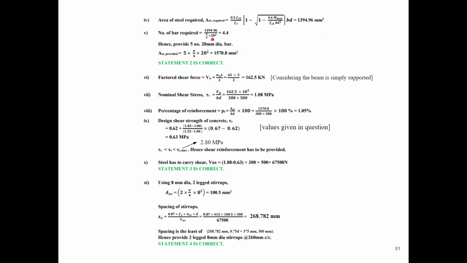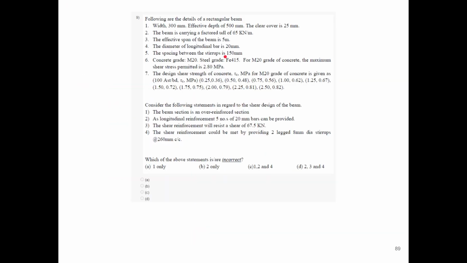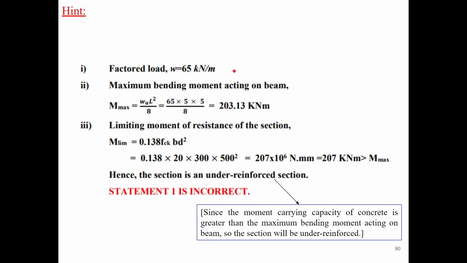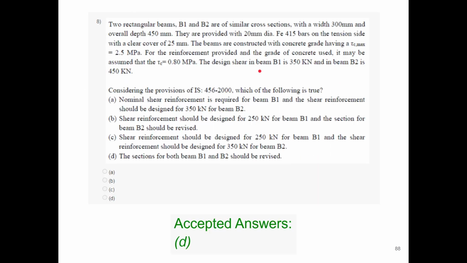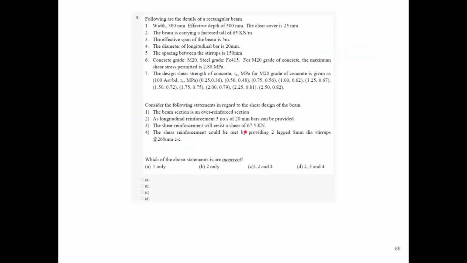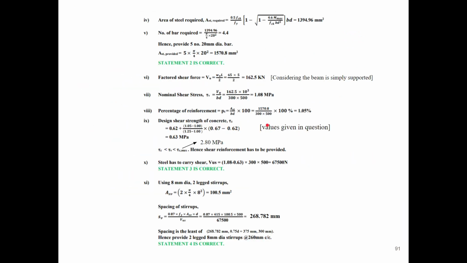So the number of bars required will be, because we have been provided 20 mm bars, right? So number of bars will be 1394.96 by pi by 4 into 20 square, which is 4.4. That is 5. Okay. So Ast provided is 5 into pi by 4 into 20 square, which is 1570.8 mm square. So statement 2 is how much? 1570.8, yes, 5 20 mm bars. So it is correct.